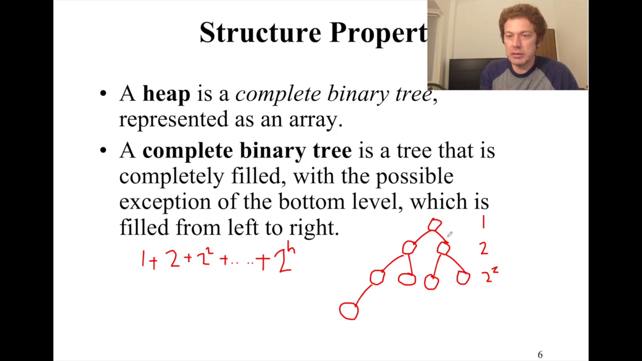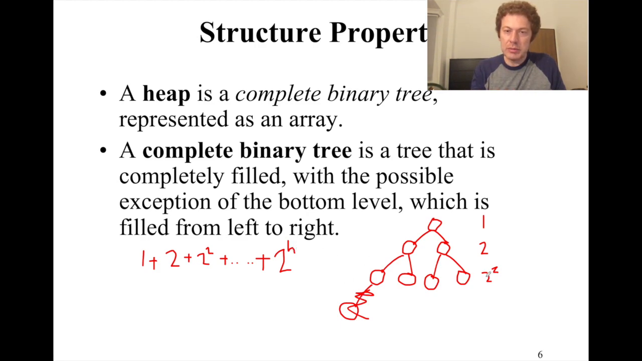Let's just verify it quickly. In this case, height is 2. And remember, what is height? Height of a tree is the length of the longest path from root to a leaf node. Any leaf is fine, and the height is the number of edges on that path, so 1, 2 is the height. If I had this node, then the height would have been 3, because then that would be the longest path, 1, 2, 3.